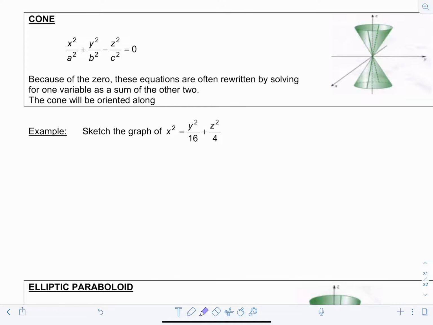Okay, next example, we have the cone. So what to notice about the cone? All three variables are squared. You have x squared, y squared, and z squared. However, it doesn't equal 1, it equals 0. Also, one of the variables is negative, only one. So sometimes we'll rearrange the equation and solve for that opposite term variable. So you'd have z squared over c squared equals x squared over a squared plus y squared over b squared. Now, the cone will be oriented along, surprise, surprise, the negative or isolated variable.